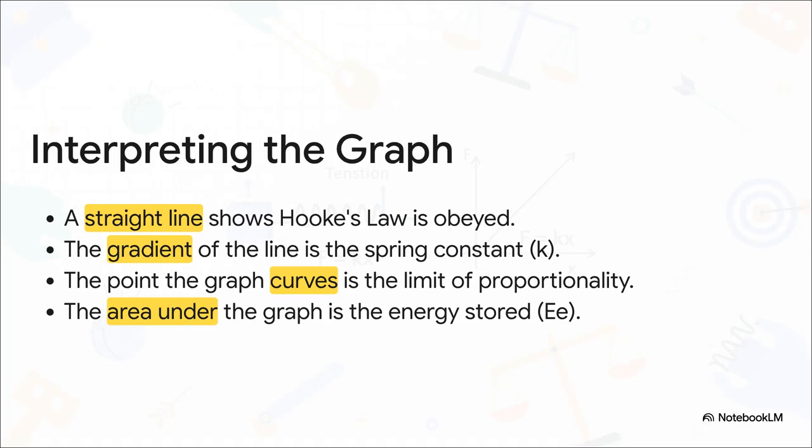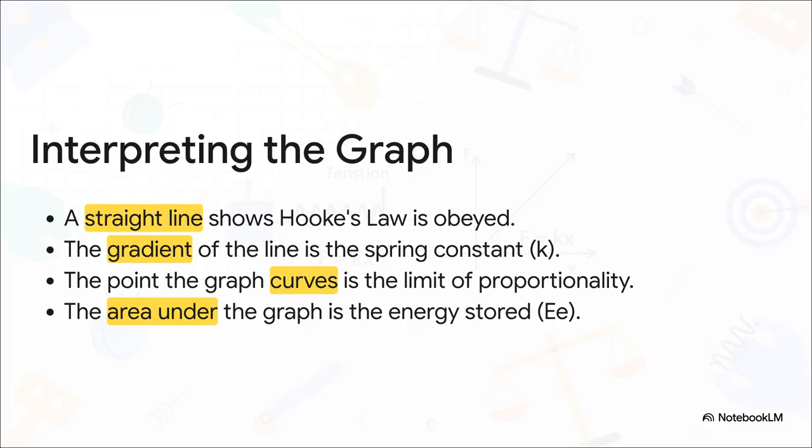Okay, screenshot this slide, tattoo it on your brain, whatever you need to do. This is pure exam gold. Four things you can get from this graph. One, the straight diagonal part. That's Hooke's law in action. It's a picture of directly proportional. Two, the gradient, the steepness of that line. That is the spring constant, k. They'll ask you to calculate it.